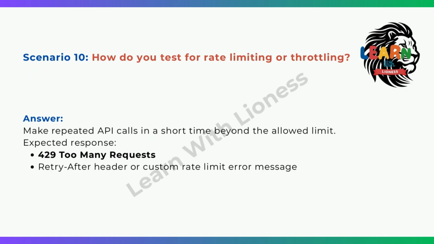Question 10. How do you test for rate limiting or throttling? Answer. Make repeated API calls in a short time beyond the allowed limit. Expected response: 429 Too Many Requests. Retry-After header or custom rate limit error message.